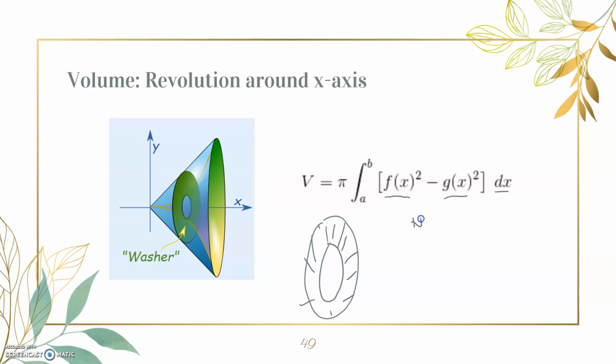This is not the same as doing the radius minus the radius and squaring it. You want to square those separately. You don't want to subtract and then square. You're squaring them separately because you're trying to take away area. You're taking away this area here.